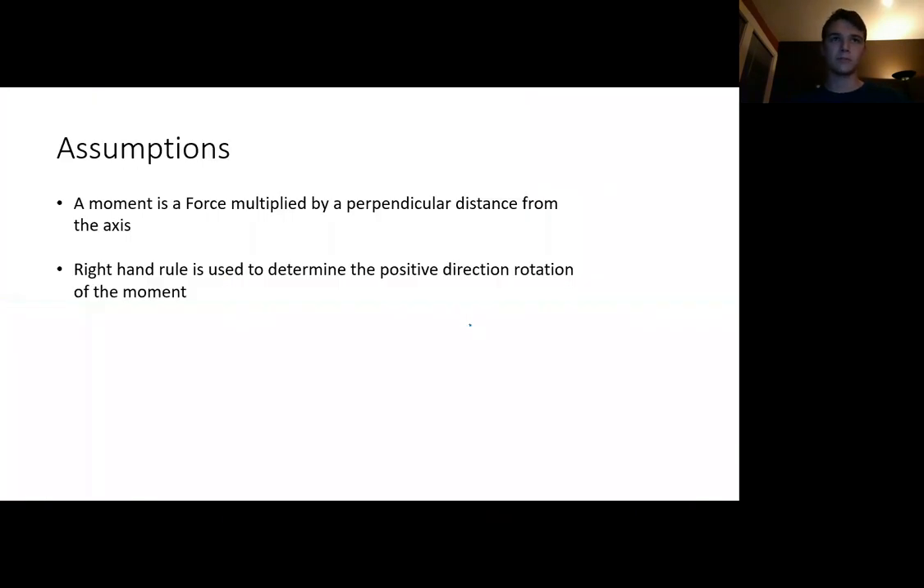So what do we have to assume? A moment is a force multiplied by a perpendicular distance from the axis. And then we use the right-hand rule to determine the positive direction of the rotation of the moment. So what does that mean? That means when we use our right hand and we point our thumb in the x, our index finger in the y, and our middle finger towards the z, these are all the positive coordinates. Then we point our thumb in the direction of the moment and we curl our fingers inwards. And that's going to tell us what direction this moment is moving in.